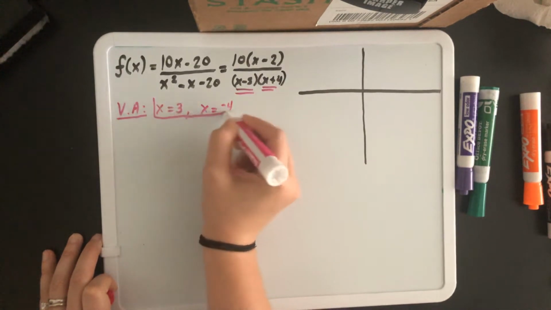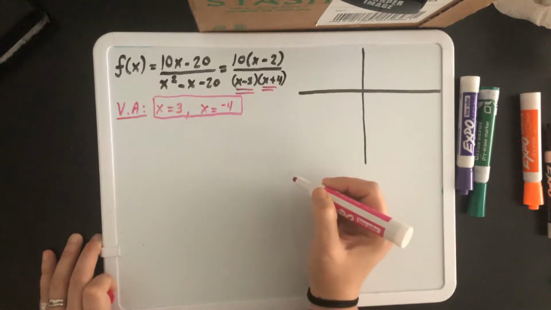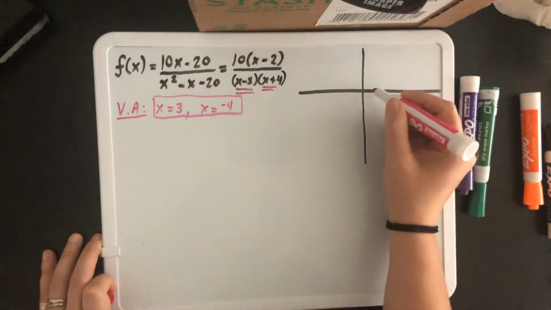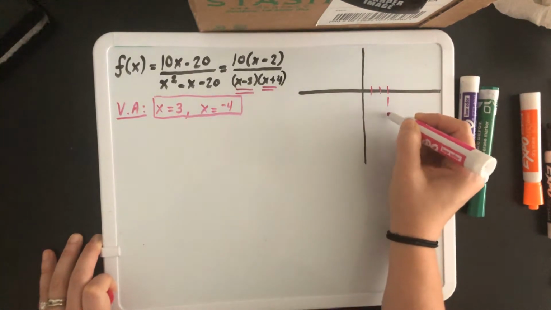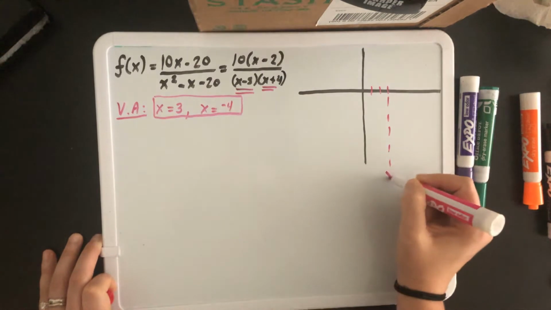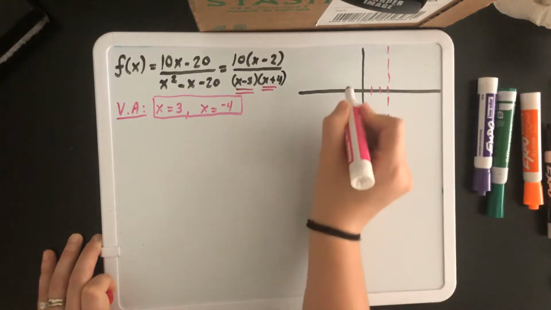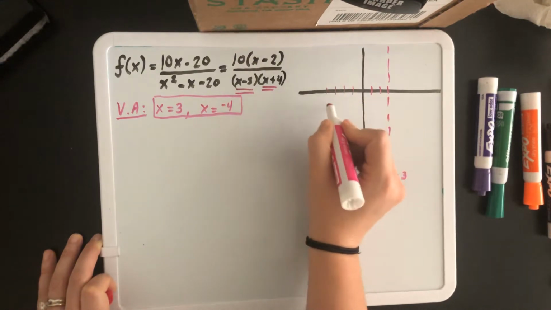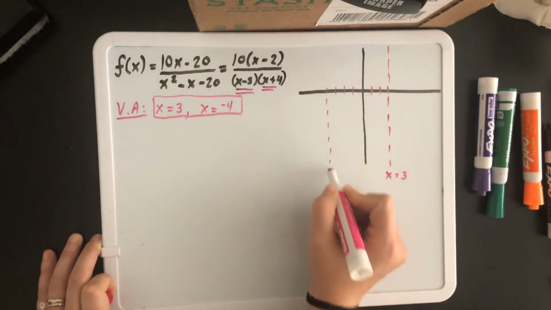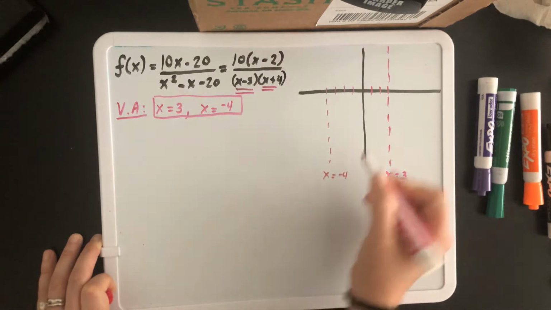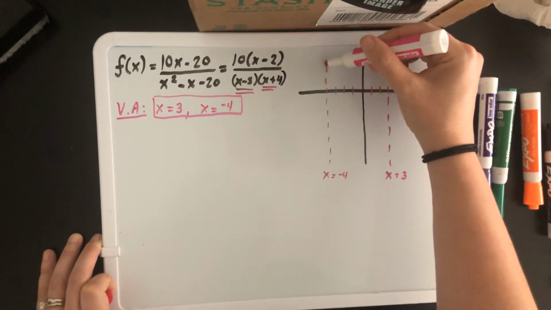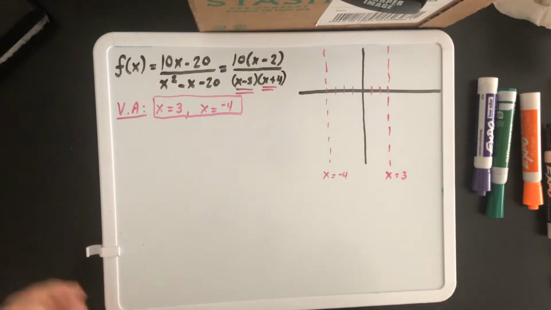So these would be my two vertical asymptotes, which I can put on my graph right now as places where the graph breaks apart. 1, 2, 3. I'm going to put my vertical asymptote there. And then at x equals negative 4, 1, 2, 3, 4, there's another vertical asymptote. So the graph breaks apart at those two locations.